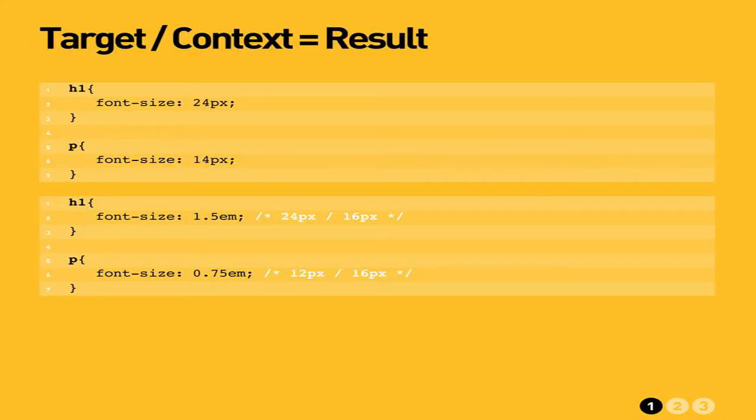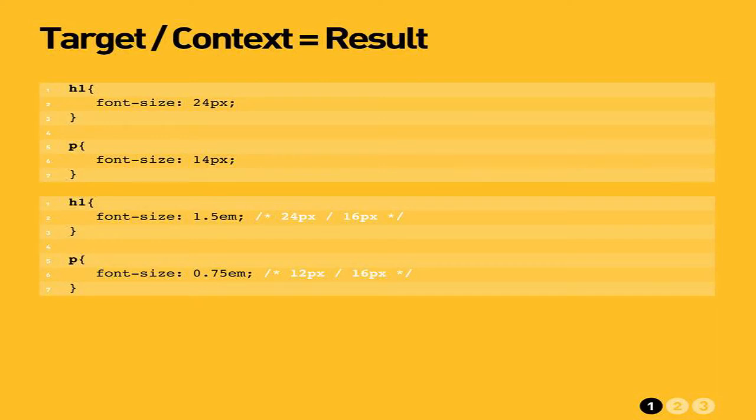And to convert that to EMs, what you're going to do is your target is 24 pixels. Now, 16 pixels is the default browser font size. Most browsers use it, and if you're using a CSS reset, it also makes sure that's your default browser text size. So all font sizes start off at 16, and you're either going to go up or down based on the sizes for EM. So 24 divided by 16 gives you 1.5, pretty simple.